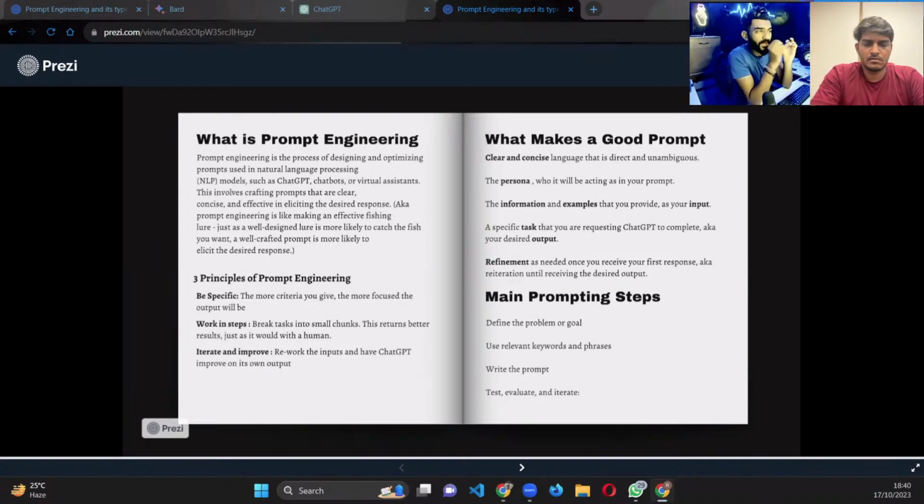Now comes the question: what makes a good prompt? What is a good prompt basically? All those prompts which have clear and concise language. Now, what do I mean by clear and concise language? Suppose you are writing a prompt, and your language is not clear. Somewhere you are using Hindi, and at some point you are using English. You are mixing up the languages. No, that is not a good way of writing a prompt. If you are writing a prompt, it's better to keep it clear and concise.